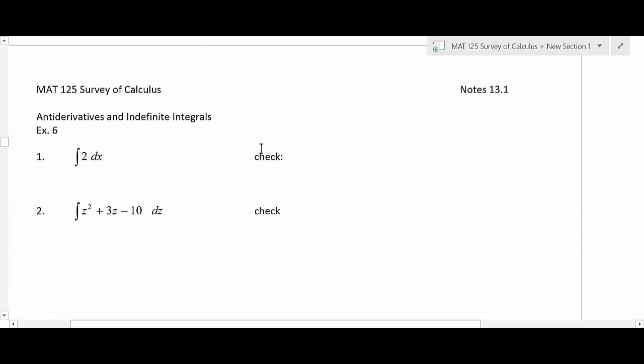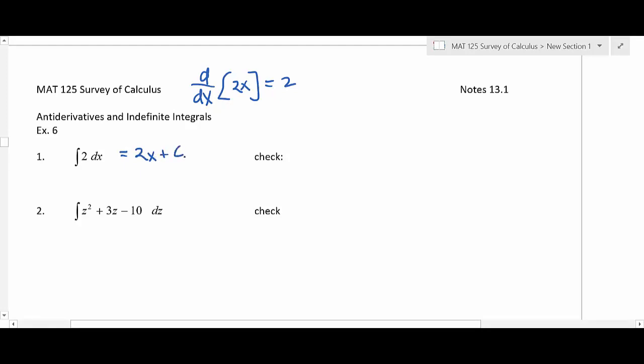Okay, so what happens on this one is there's two ways to do this. One way is just do it in your head. What would you take a derivative of that would just give you 2? X squared? No, 2x. Okay, yeah, 2x. The derivative of 2x is 2, right? So you could just do this in your head. That's 2x plus c. Okay, you can do that.